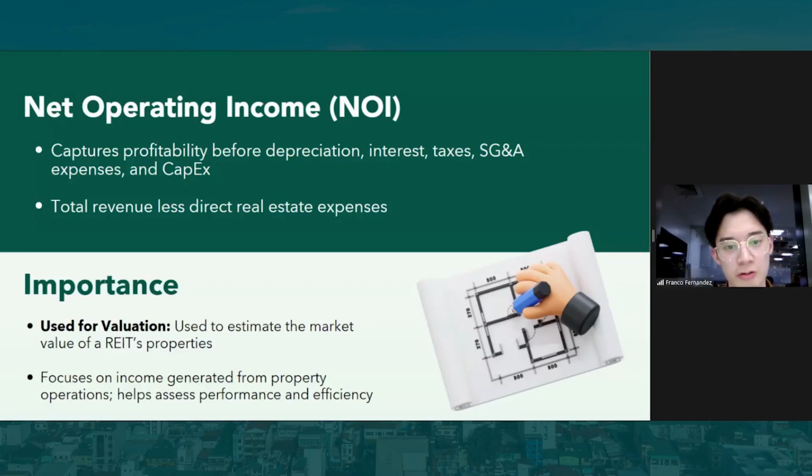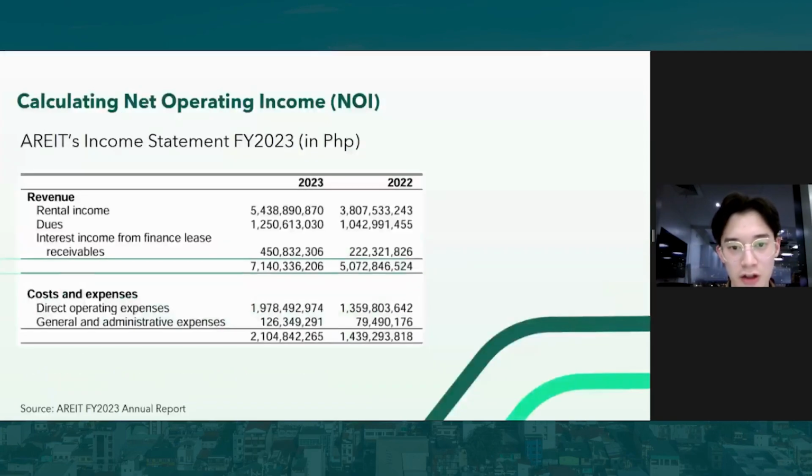So this is an important metric because it's used for valuation. It's one of the 2 important variables used to estimate the fair market value of a REIT's income-generating properties. The second one we'll get to in a bit. It also focuses on income generated from operations, giving you a clear picture of a REIT's core operations. On the next slide, I have an example of how to calculate that.